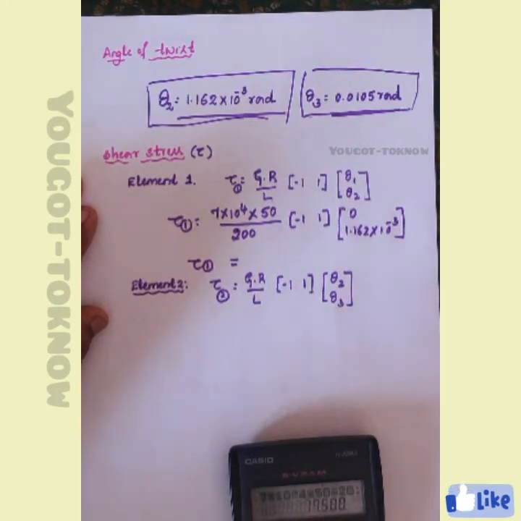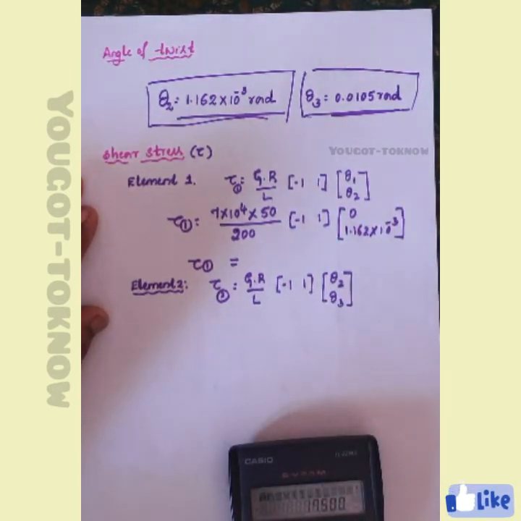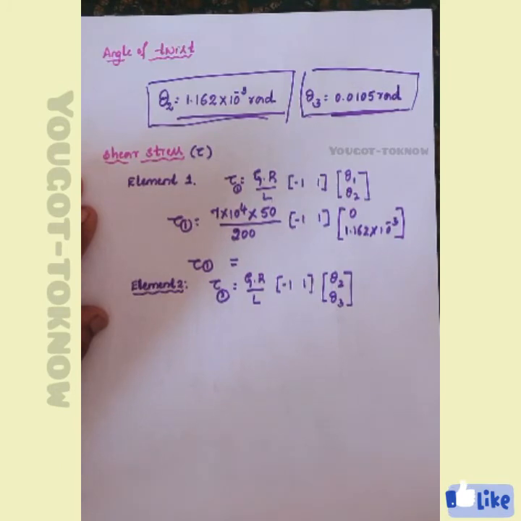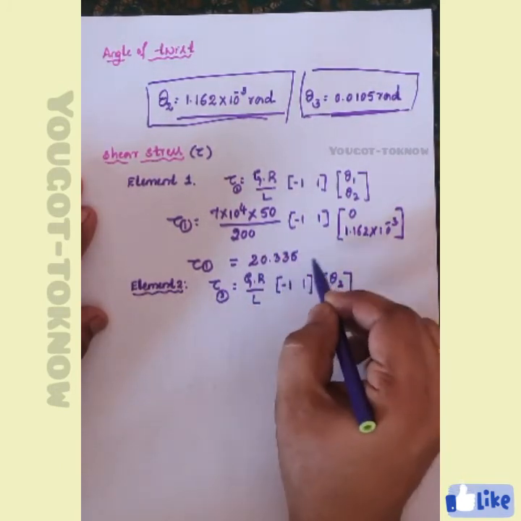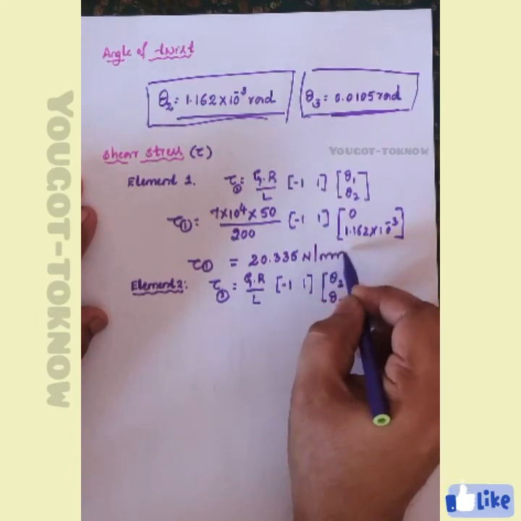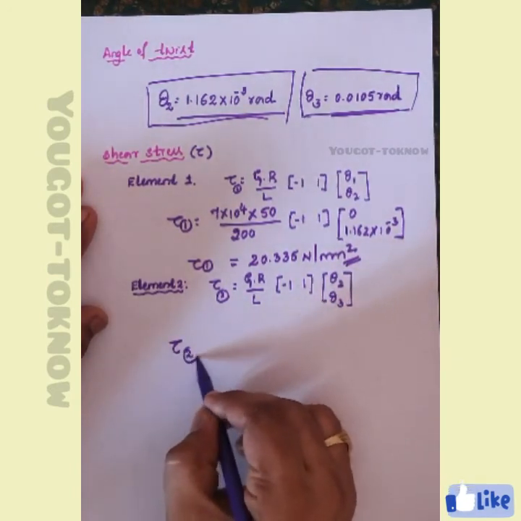Into the answer, into minus 1 into 0 plus 1 into 1.162 into 10 power minus 3. If you solve it, you are going to get 20.335 Newton per millimeter square, which is the shear stress acting in shaft 1. Similarly, repeat this for element 2.